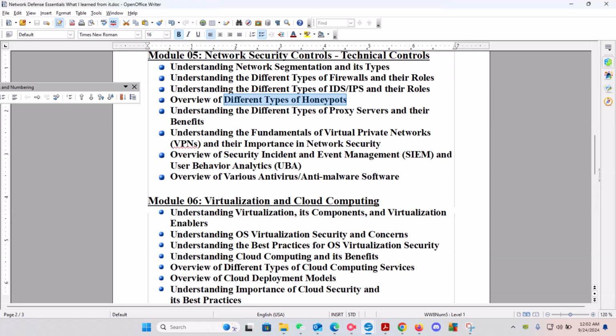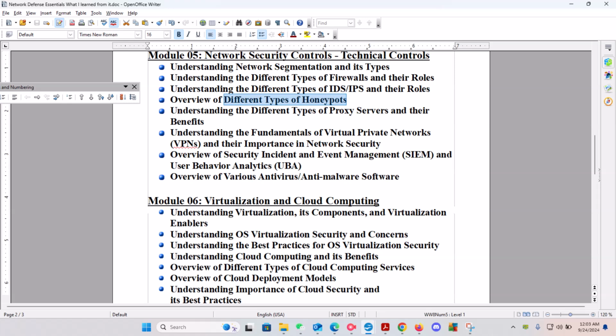This is honeypots. I won't give you the full details, but honeypots is a tactic that network security professionals use to trap hackers. And they talk about different types of honeypots and how they're used, etc.